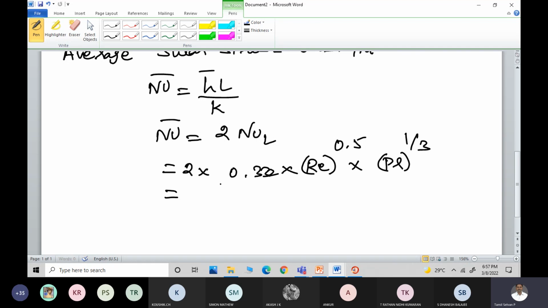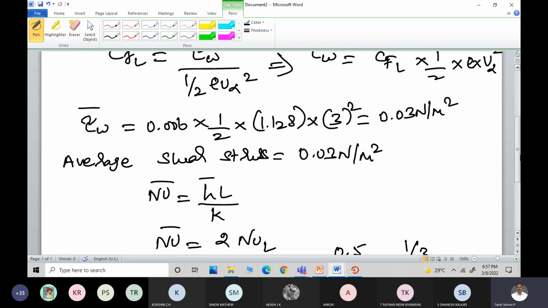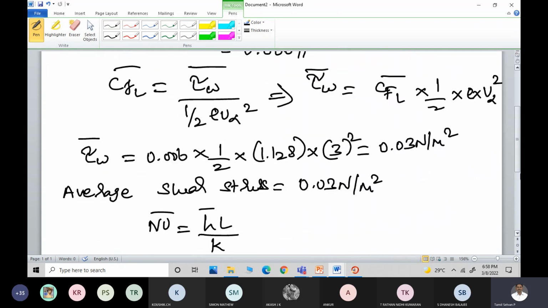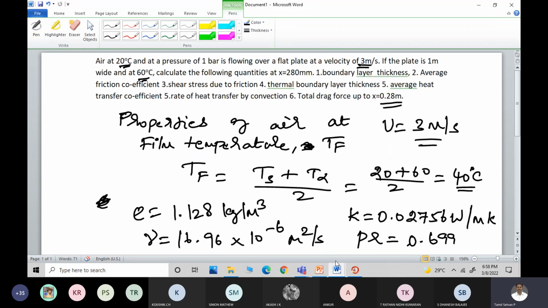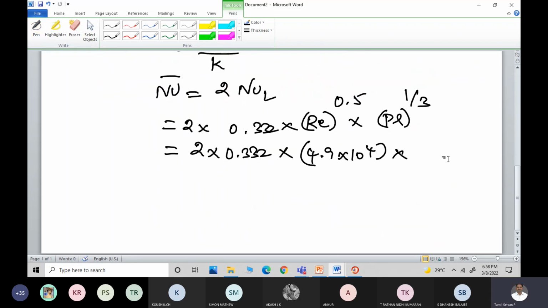Now substitute and get the result. Average Nusselt number: 2 into 0.332 into Reynolds number. What is the Reynolds number? 4.9 into 10 power 4, into Prandtl number. What is the Prandtl number we got? 0.699, approximately 0.7. Find it out fast. What is the average Nusselt number, Nu bar?